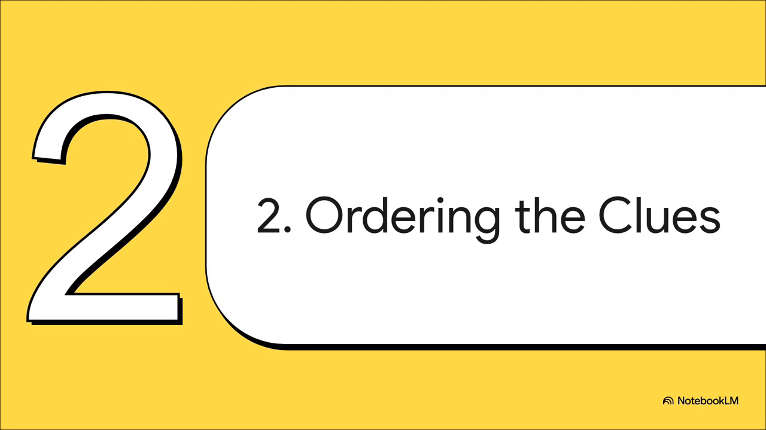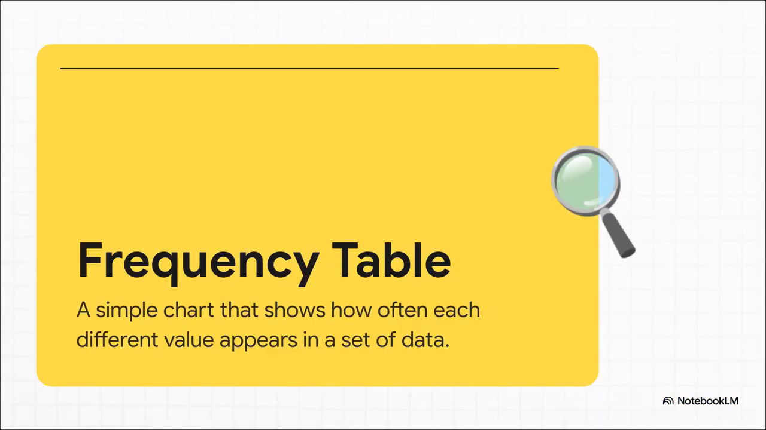Well, like any good detective, the very first thing you do is you get your evidence organized. And our number one tool for this is the frequency table. It sounds fancy, but it's not. All it does is count how many times each number shows up. That's it. It's so simple, but it is an absolutely crucial first step to start seeing what's really going on.